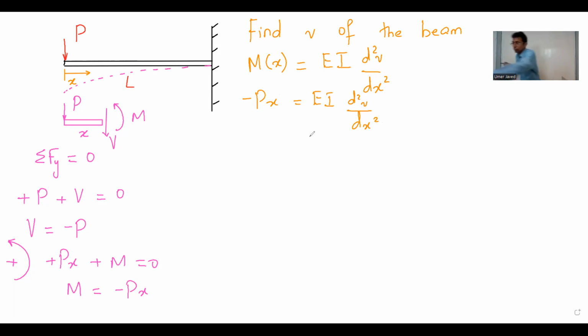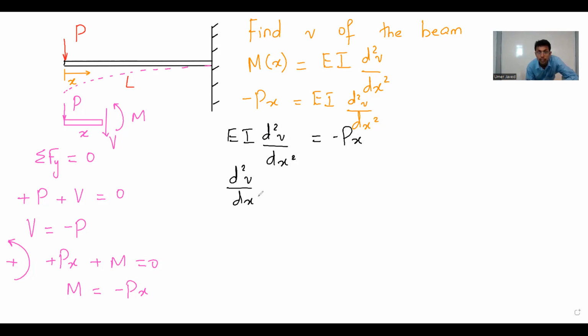I think I see a lot of students who are confused, so I will probably do a couple more steps. Okay, how would I find the deflection? Well, my strategy will be that I will write EI d²v/dx² is equal to negative Px. So d²v/dx² is equal to negative P over EI.